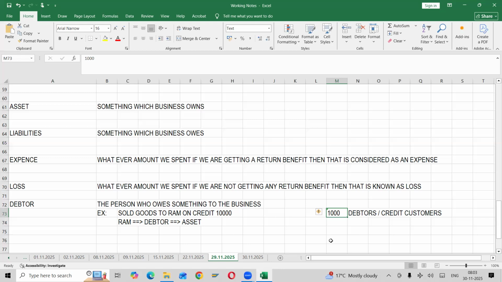Clear? So what we will do is club all the debtors, all the credit customers, right? Customer 1, how much amount we need to receive. Customer 2, how much amount we need to receive. We club all the customers or all the debtors. So for example, after clubbing all, 10 lakh rupees we need to receive. Is it from one debtor or a number of debtors? Number of debtors.